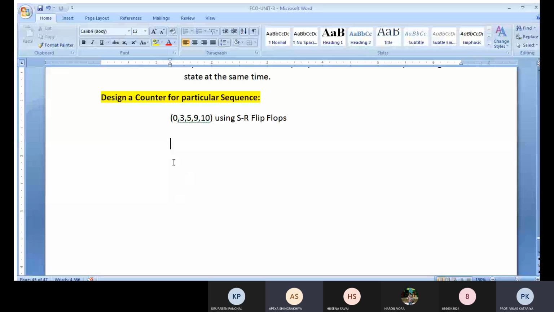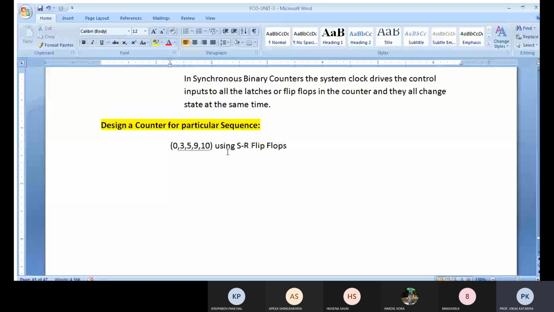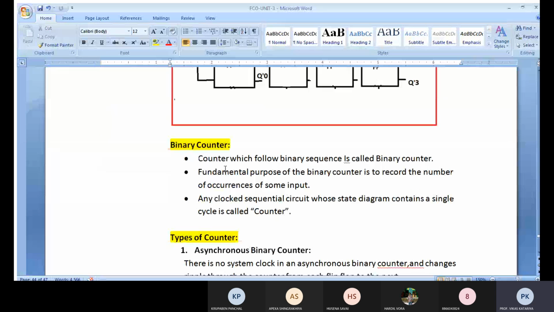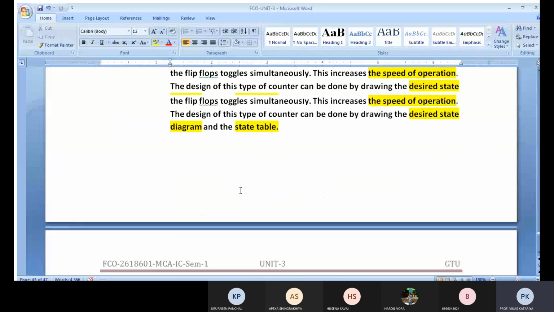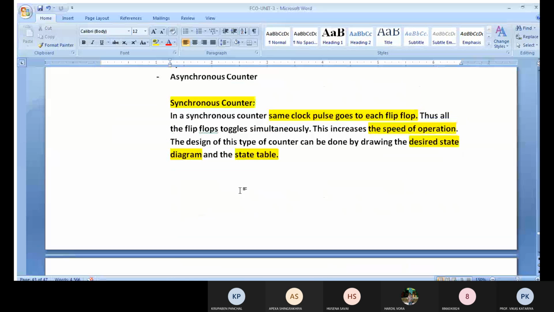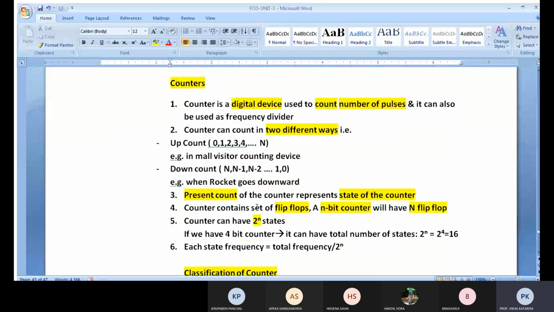So today we will discuss how to design a particular counter which generates a particular sequence. In the last lecture we had discussed that there are many types of counters: introduction of counters, the purpose of a counter, synchronous and asynchronous counters. We discussed that a counter is a device which counts the number of clock pulses. It can also be called a frequency divider because it divides the frequencies.